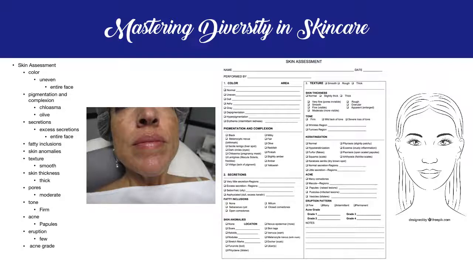So the tone is firm. The acne that I do see, and hopefully you see, is papules. There's no pustules. These eruptions are few in number, and I would classify this more or less as an acne grade 2. So using this form, you can check all of this off, and when you're creating your treatment plan, you can look at additional notes that you put down and create this plan.